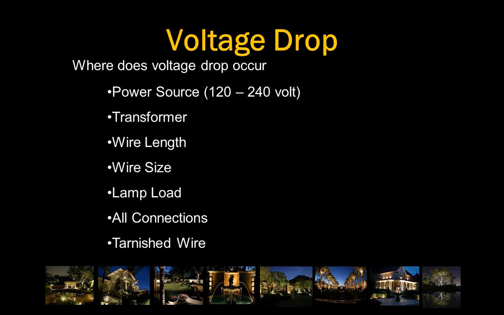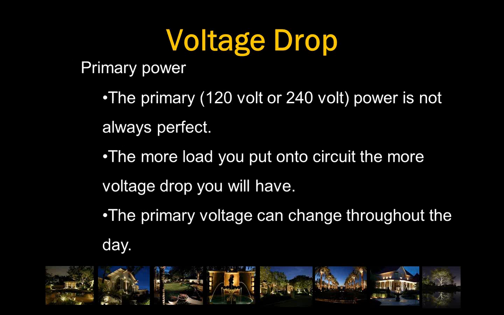And then tarnished wire. I get the question all the time, can I reuse the wire that's already in the ground? If that wire is tarnished, it's much like reusing a clogged pipe. You're not going to get as much carry through of the electricity through tarnished wire as you would through a good brand new wire. Primary power, this is very important. Primary power is not always 120 volts. I know we like to think that, but it really isn't. It changes throughout the day, and it changes on the usage throughout the part of town that you're in.